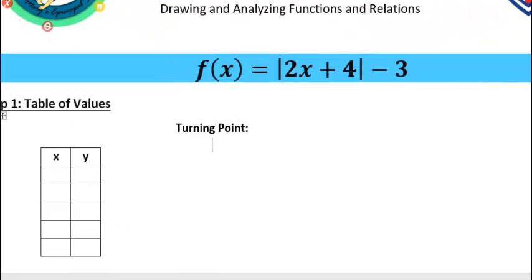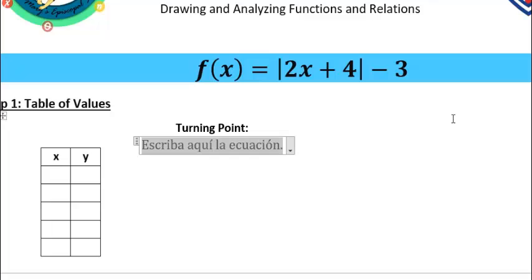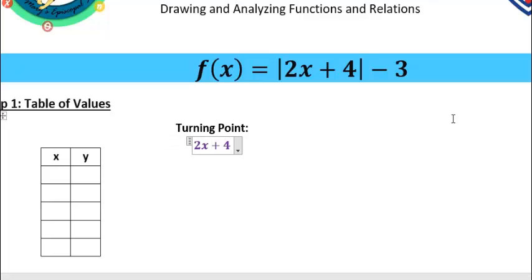What you're gonna do is you're gonna copy only the part that is inside the absolute value bars. Absolute value bars are these vertical lines that you see here on the exercise. So you're just gonna copy what is inside of them. I'm gonna put in this case 2x plus 4. Okay. Now, for that, once I copy it, I'm gonna have to put an equal and I'm gonna put 0 always. Okay, that's how you find the turning point.